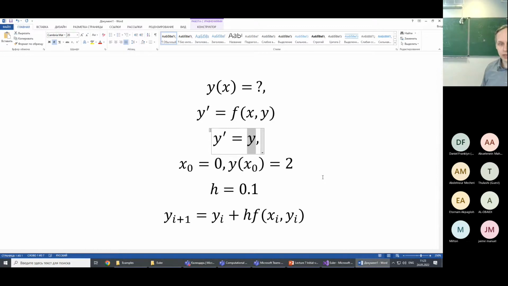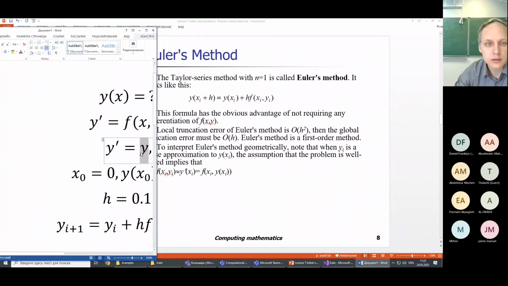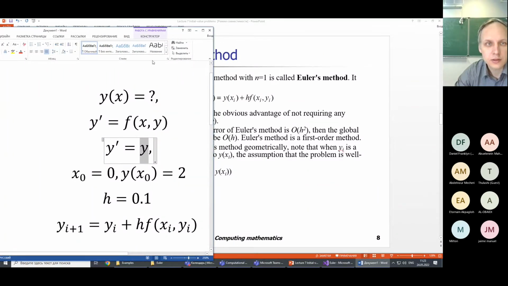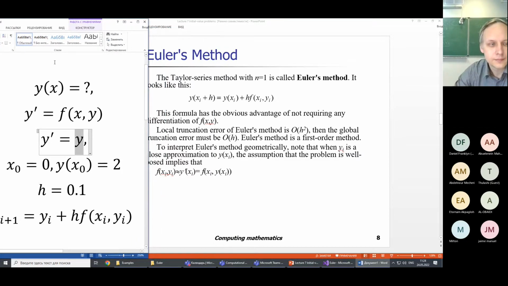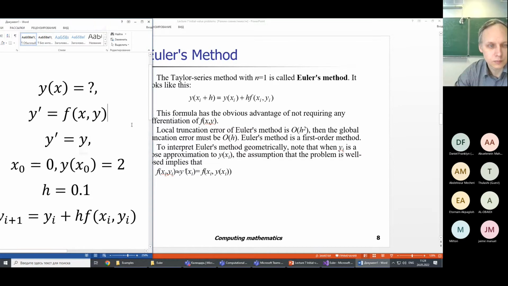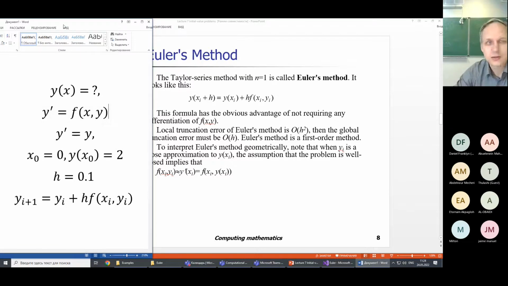Compute the value of y1. I show it like this. Right. Excellent. The value of y1 is 2.2.